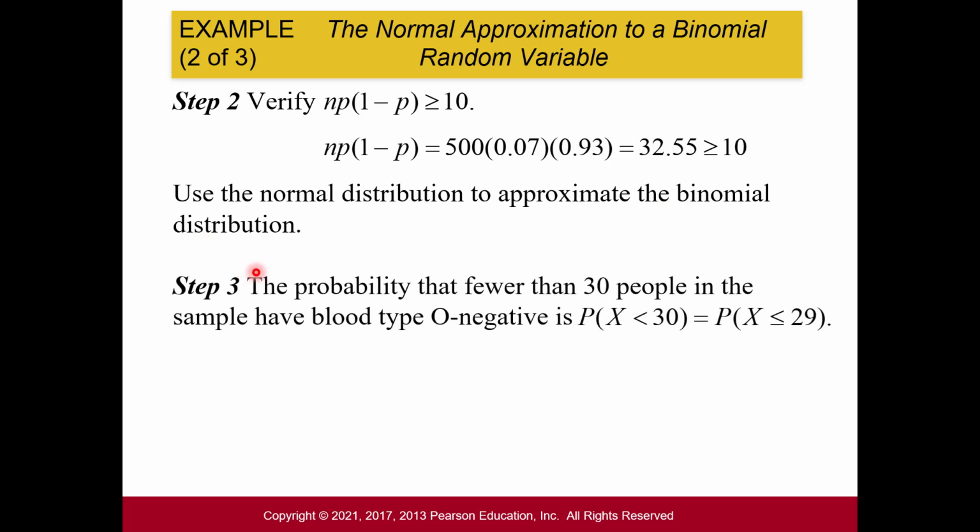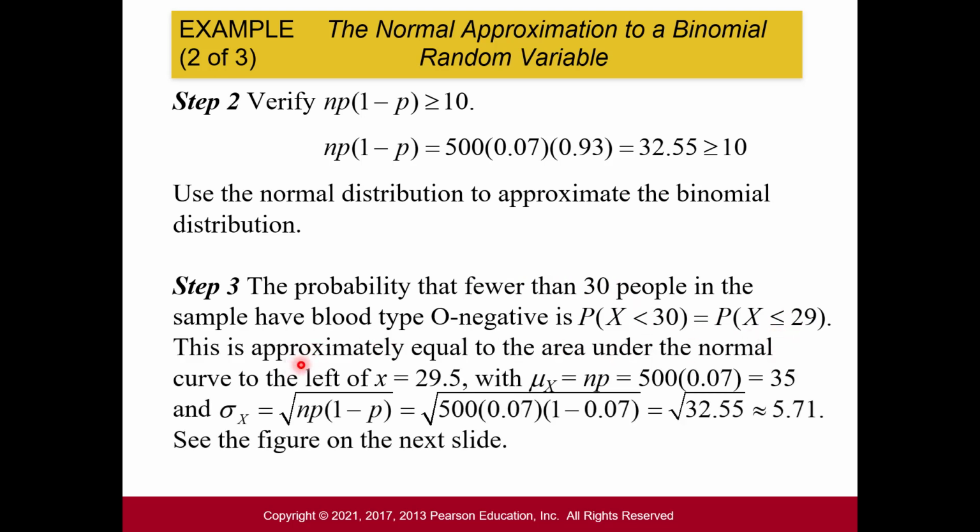So then we can move on and say that the probability that fewer than 30 people in the sample have blood type O negative is the probability that x is less than 30, which we're actually going to say is the probability that x is less than or equal to 29. We just changed it because if we want fewer than 30, we don't actually want 30. We want 29 or less. And so this is approximately equal to the area under our normal curve to the left of x equals 29.5. So we added that little 0.5 that we were talking about.